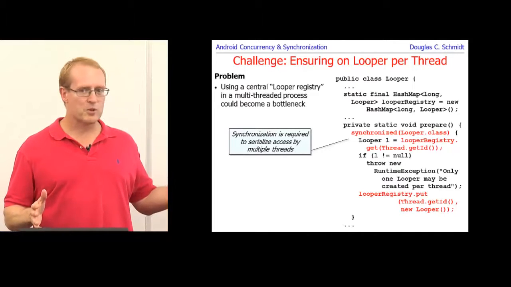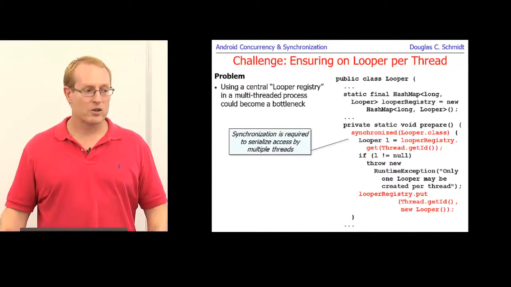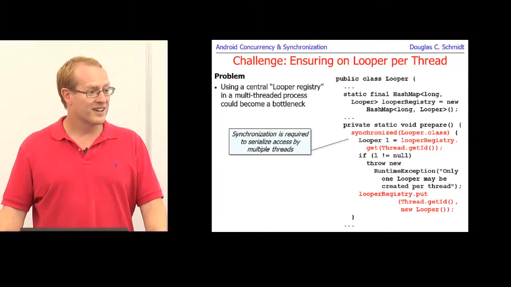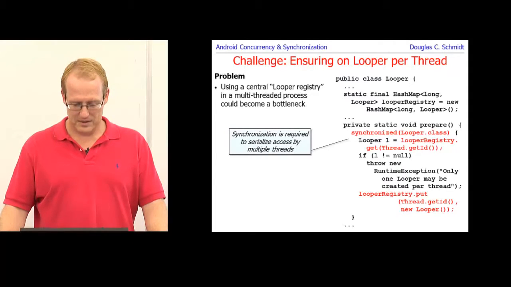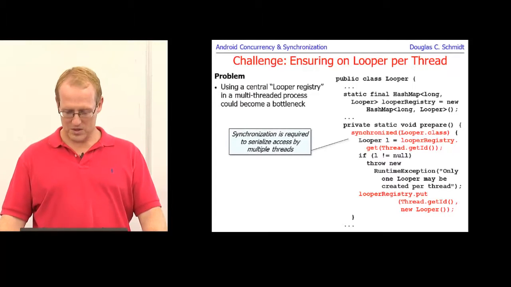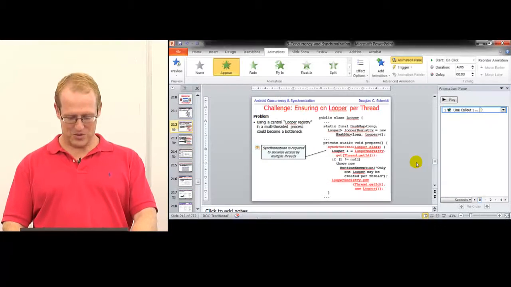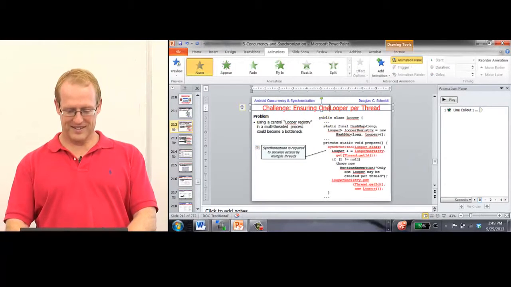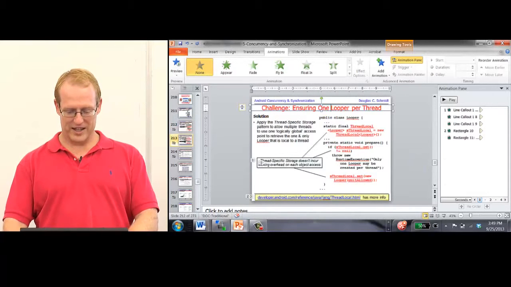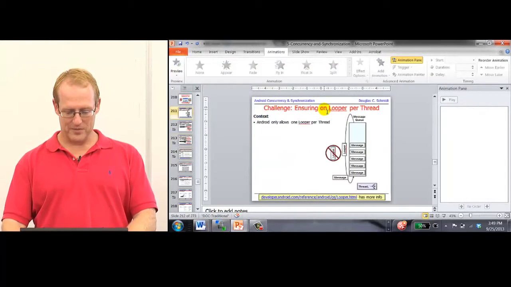Okay, any other questions about this particular approach? So the downside with this particular approach, yeah. No, is it supposed to say ensuring one looper per thread? Yes. On? Whoops, does it say on? Yep. Oh, ha. Let's change that. That's the kind of thing I would forget.